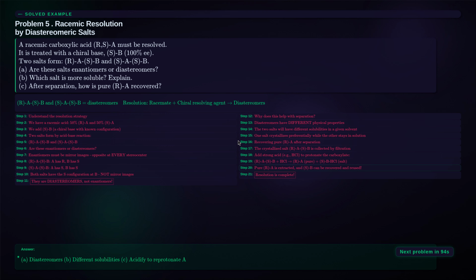They are diastereomers because both salts contain the S configuration at B, so they are not mirror images. Since diastereomers have different physical properties, they will have different solubilities. One salt will crystallize preferentially. After separation, pure Ra is recovered by adding a strong acid like hydrochloric acid to reprotonate the carboxylic acid. The chiral base can be recovered and reused.